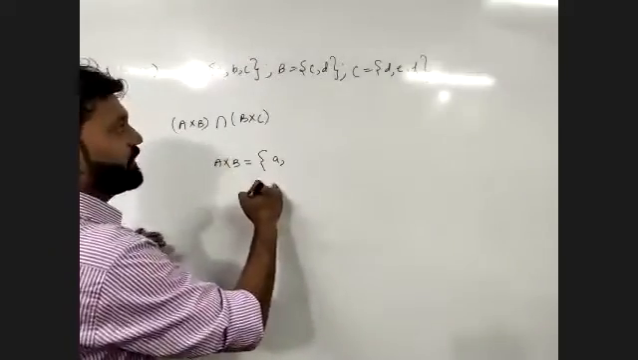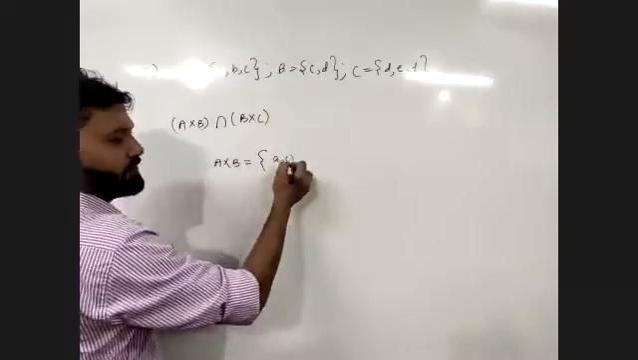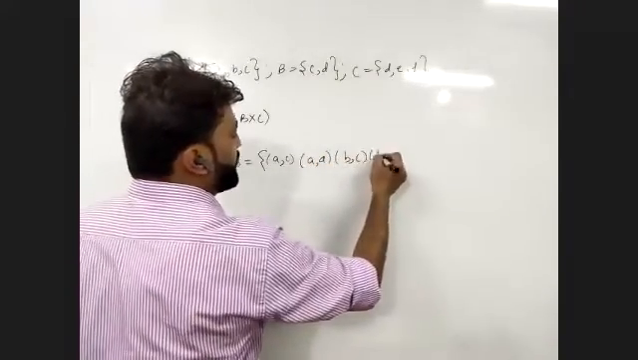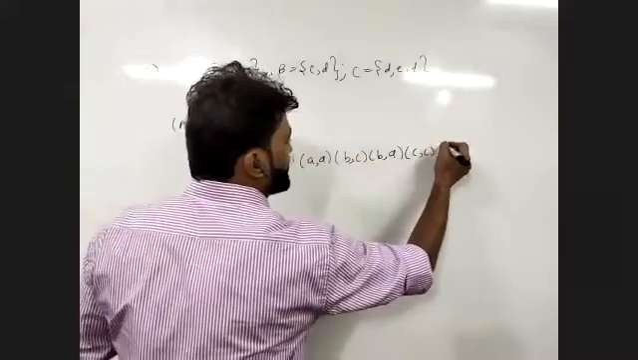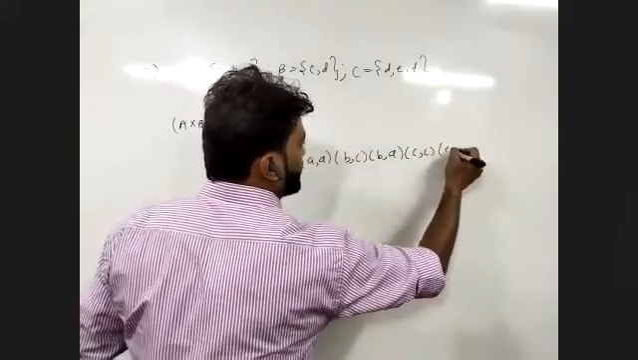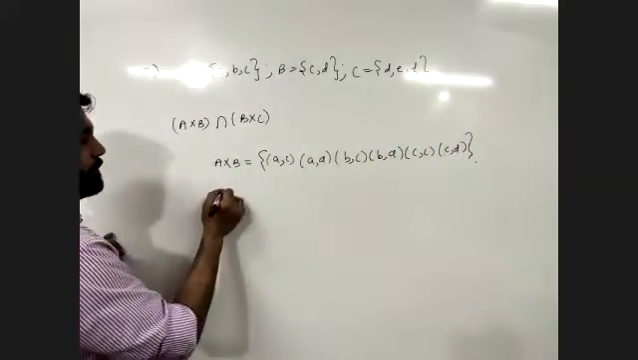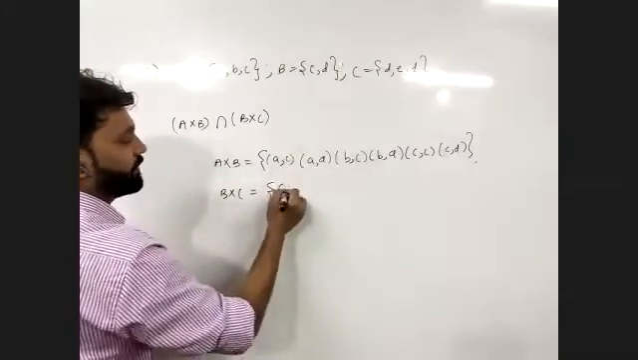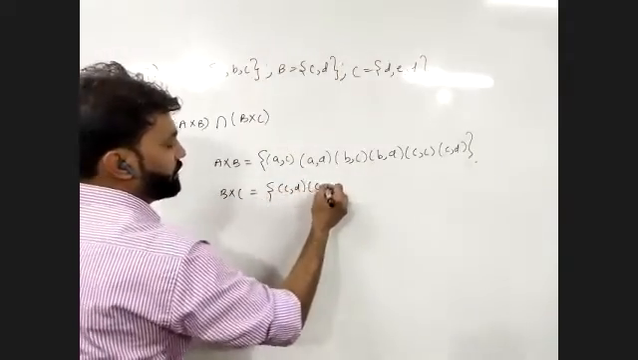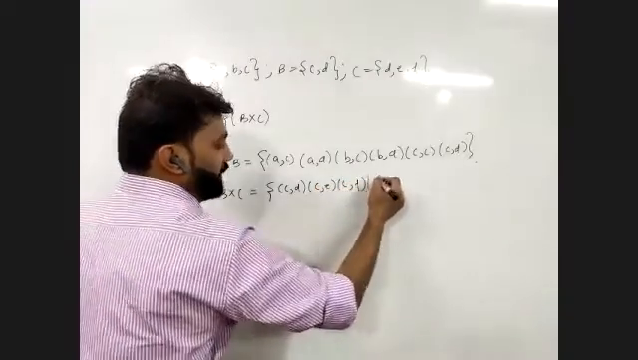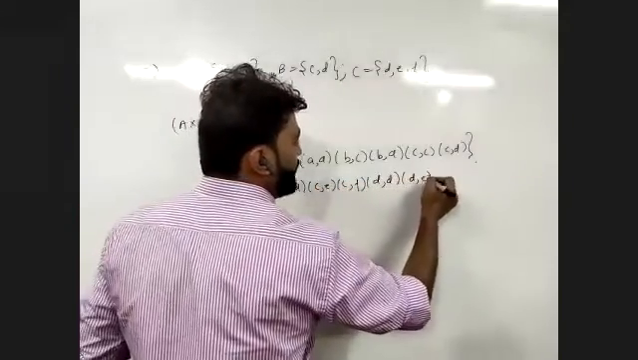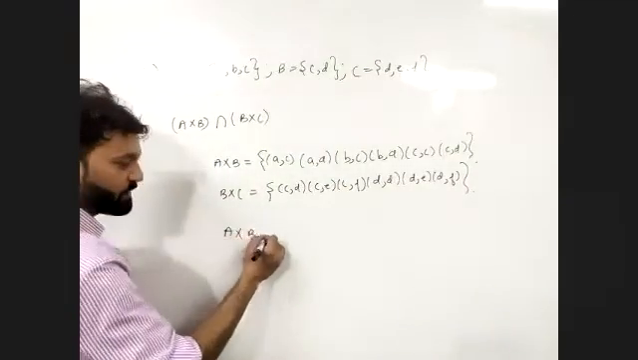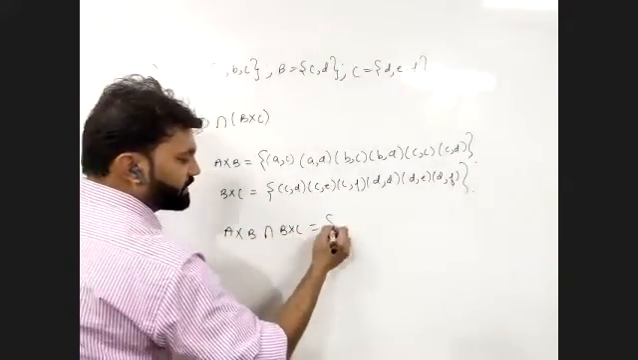Yes. So A cross B will be (a, c), (a, d), (b, c), (b, d), and lastly (c, c) and (c, d). Then B cross C. B cross C will be (c, d), (c, e), (c, f), then (d, d), (d, e), (d, f). We are supposed to find A cross B intersection B cross C.